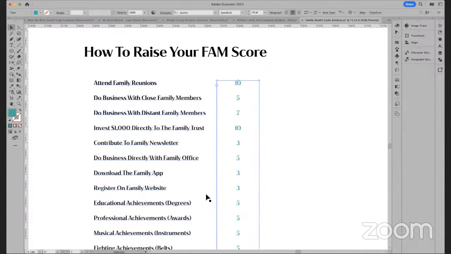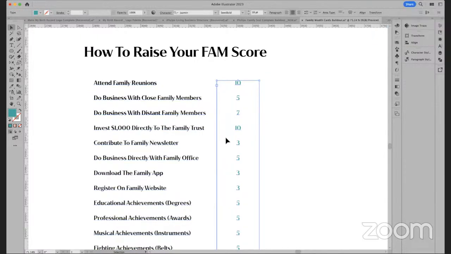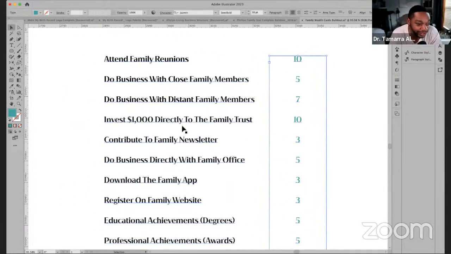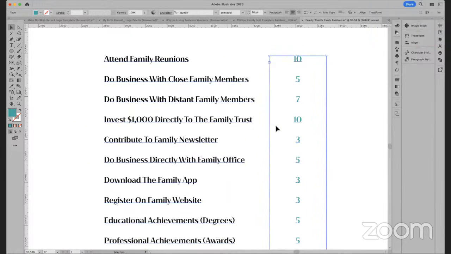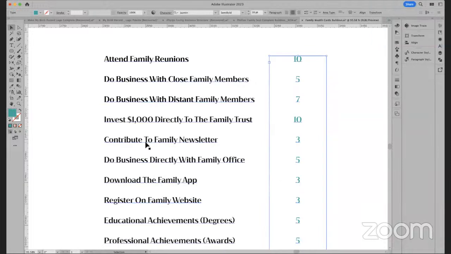Exactly. And investing $1,000 directly to a family trust, definitely 20 minimum. And that should maybe be recurring, annually or something. On a direct deposit, if you deposit 1,000 once, you'll get the 10 or the 20. But if you get on a subscription or direct auto deposit, you'll go up to 20 or something like that. Exactly, just to incentivize people more.